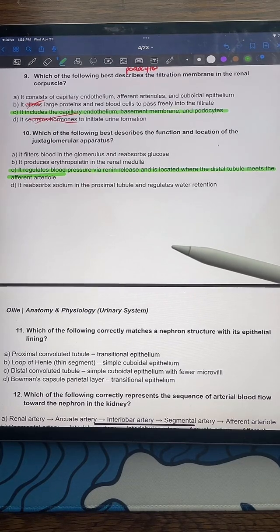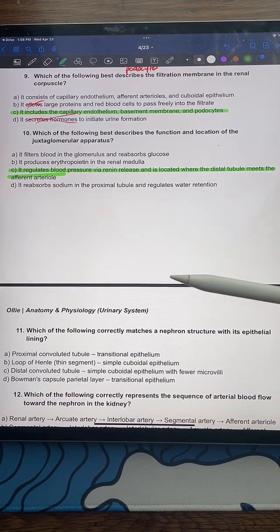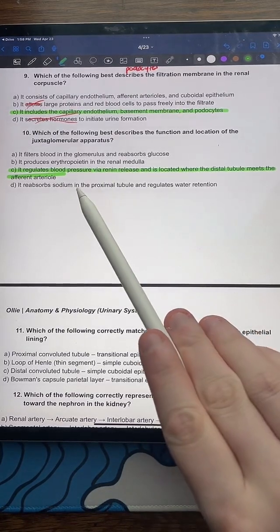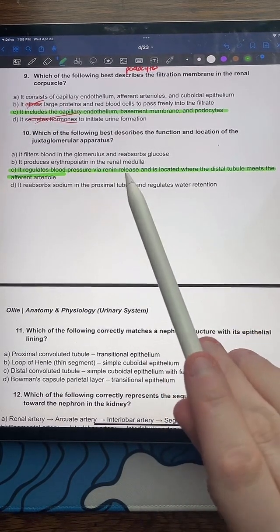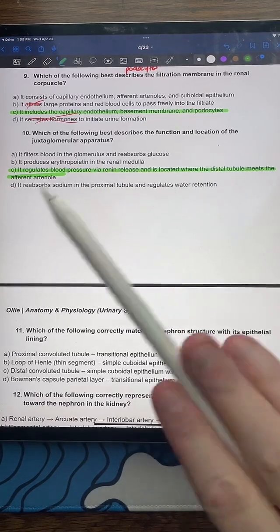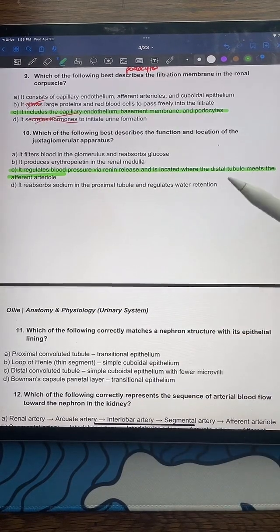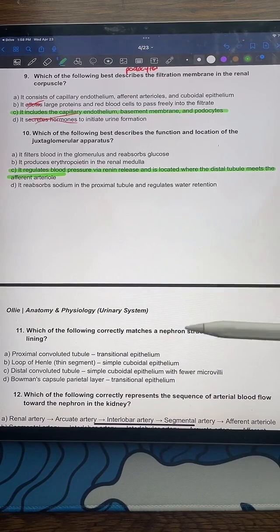But A is wrong. Filtration occurs in the renal corpuscle, not the JGA. B, erythropoietin is produced in response to hypoxia, not by the JGA. Sodium reabsorption mainly occurs in the proximal tubule, and that's pretty much unrelated to the JGA.